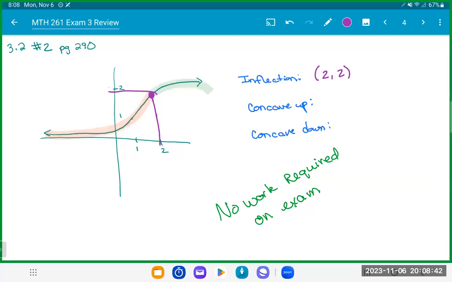So everything to the left of that, my graph is concave up. Everything to the right of that, my graph would be concave down. And so we just write that interval. So negative infinity to 2, and then 2 to positive infinity. Questions? This one's worth 5 points.